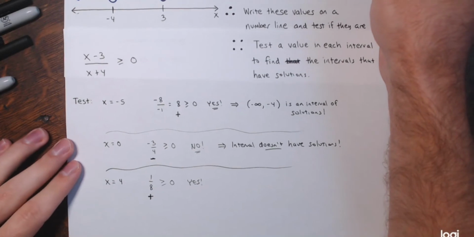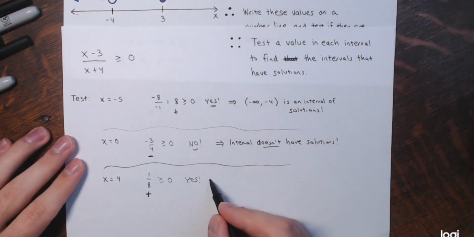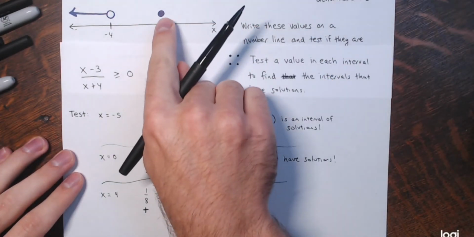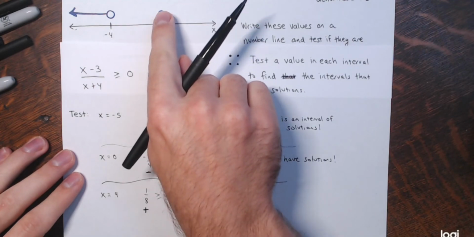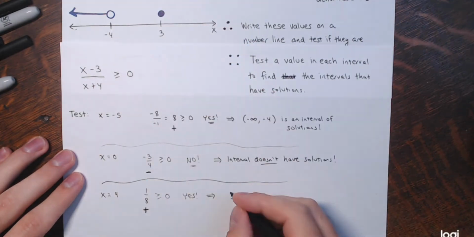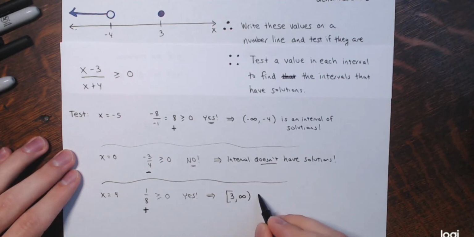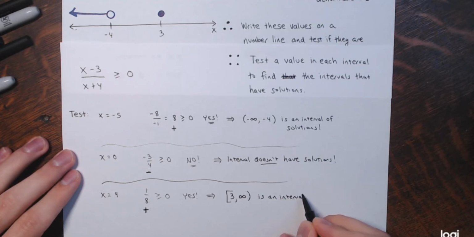And this interval would be from 3 to infinity, right? These are solutions. But remember, 3 was a solution, we said, right? 3 was a solution. So I got the bracket on 3 and always parentheses on infinities. So this is another interval of solutions, an interval that does have solutions.